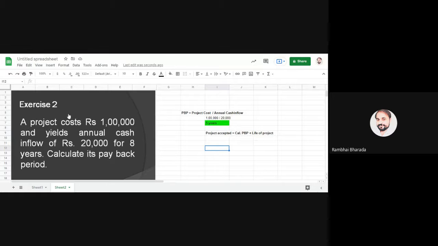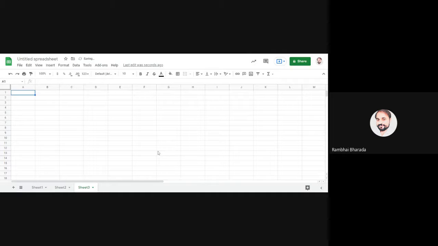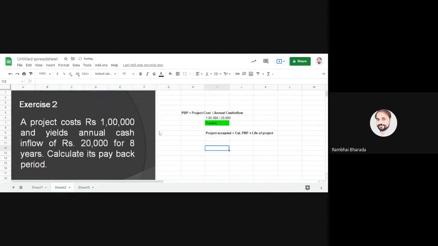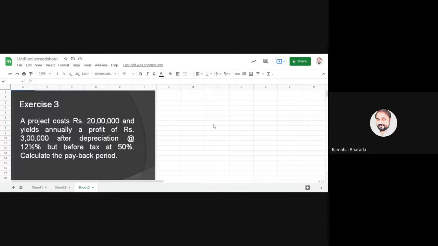Now question number 3, I think we have also done this calculation. In question number 3, we have a profit; we do not have a cash inflow. So whenever we have profit, first we need to find the annual cash inflow, and for that, cash inflow is equal to profit plus depreciation.